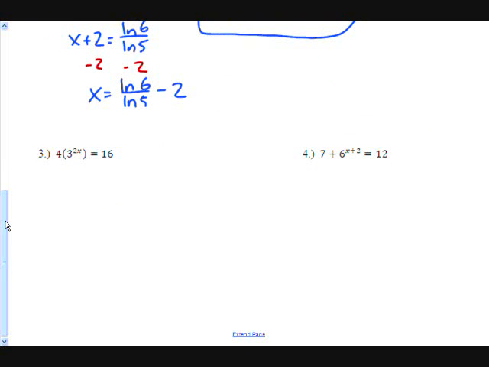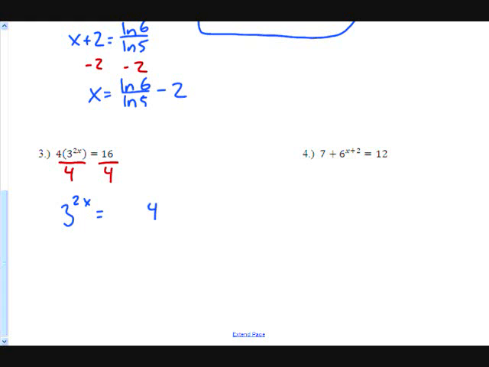Taking a look at the next one, again, the exponential part is the thing that's in the parentheses. So the guy that doesn't belong is that 4. So to undo multiplying by a 4, I have to divide each side by 4. So I'm going to divide each side by 4 so that I can isolate the exponential part of the equation. So that's going to be 3 to the 2x equals 16 divided by 4 is just 4.